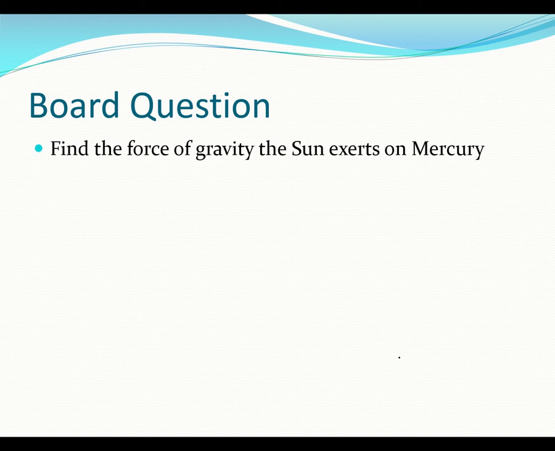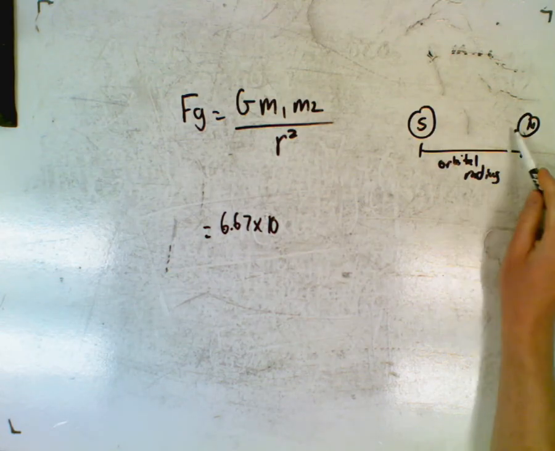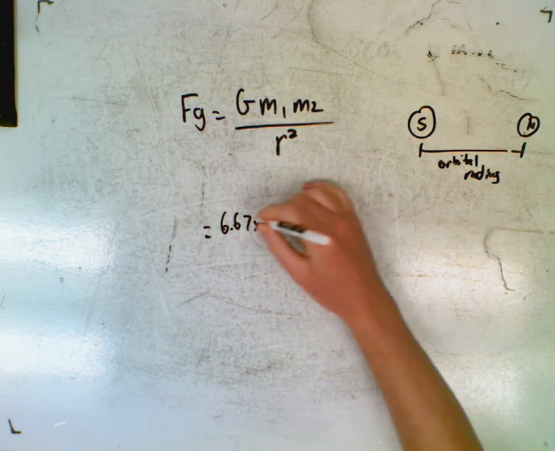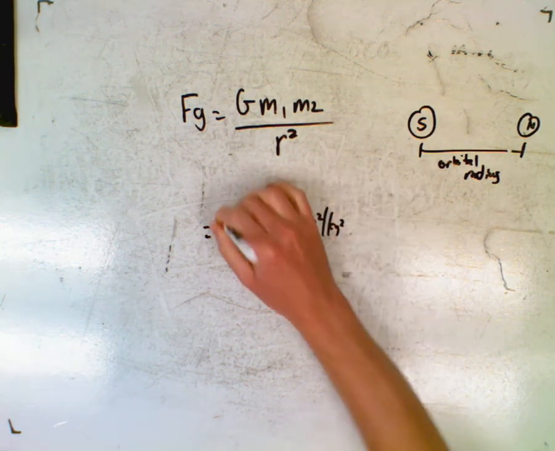So we can draw a little picture. Here's sun, here's Mercury, right? We want to know the distance between these two objects. So that's going to be the orbital radius. We want the orbital radius, not the radius, right? Because we're not standing on Mercury or anything like that, like the last question. So we can plug in our numbers. Sorry, I was on the wrong screen. That's our formula. This is a picture that I drew, Sun and Mercury, and we want to find the orbital radius. So we can go 6.67 times 10 to the negative 11 newton meters squared per kilogram squared.